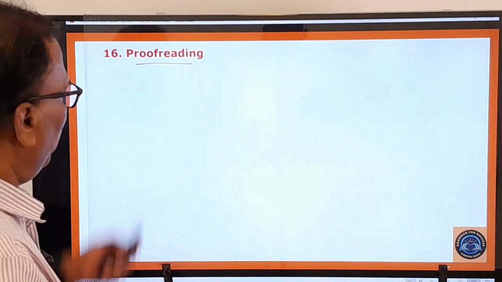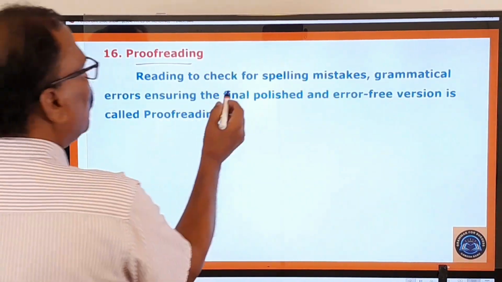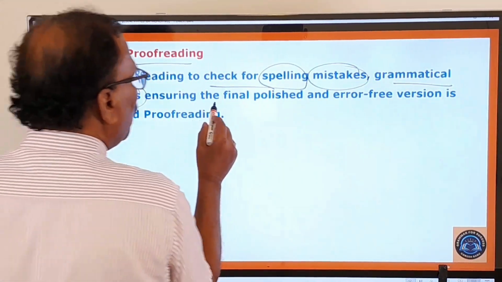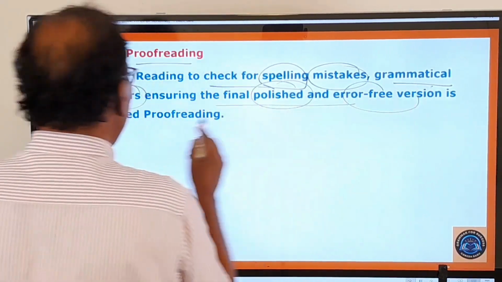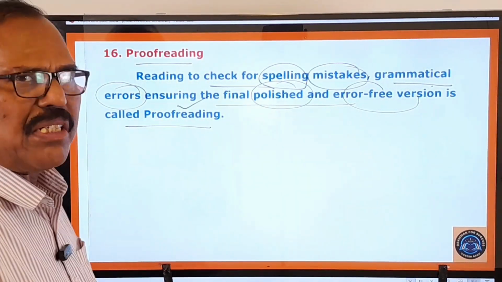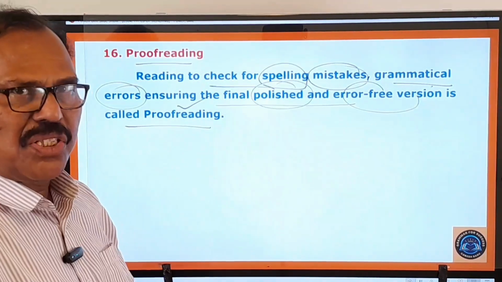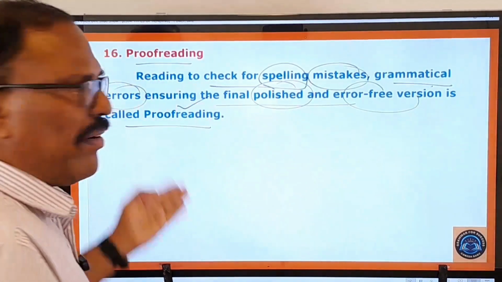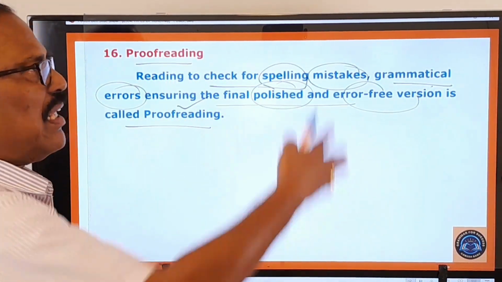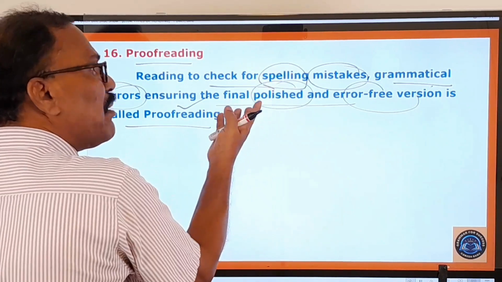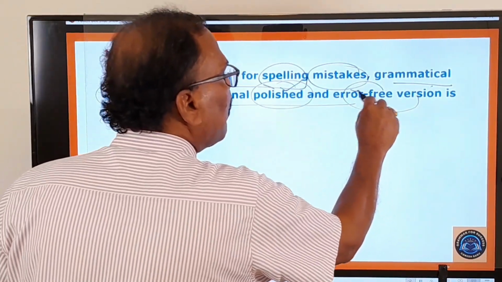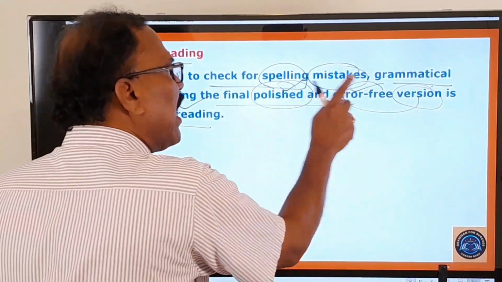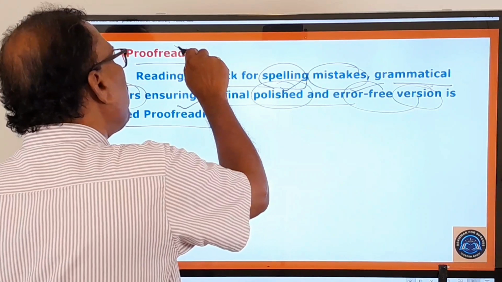Proofreading is there. Very simple. Reading to check spelling mistakes and grammatical errors, ensuring the final polished and error-free version, is called proofreading. So proofreading is nothing but reading some passage to check whether there are any grammatical errors or spelling mistakes. Why do we do that? To ensure the polished and error-free version. So if you want that passage to be polished and error-free, you will go for this proofreading.